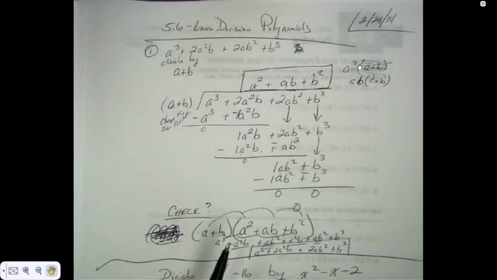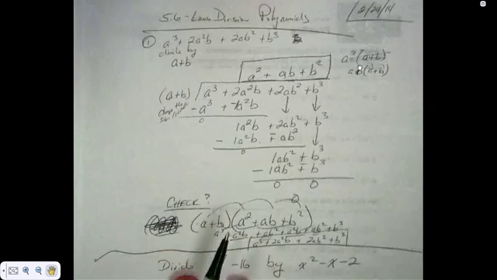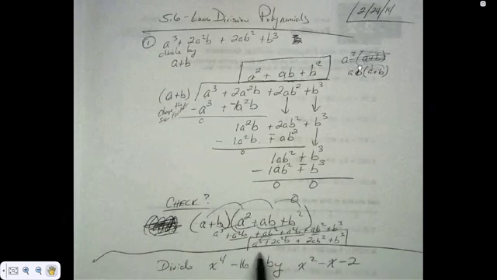When I multiplied back through, that's what I got: a to the third plus 2a squared b plus 2ab squared plus b to the third.